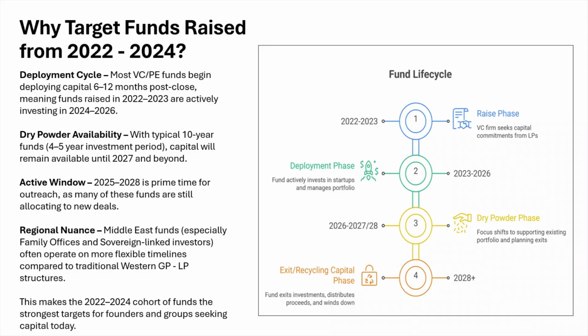Dry powder availability. With typical 10-year funds and a 4 to 5 year investment period, capital will remain available until 2027 and beyond for most of the funds in my database. Active window, again, 2025 to 2028, prime time for outreach, as most of these funds are still allocating to new deals. Regional nuance could affect it. For example, Middle East funds, especially family offices and sovereign-linked investors, often operate on more flexible timelines compared to the traditional Western GP/LP structures. So this makes the 2022 cohort of funds the strongest targets for founders and groups seeking capital today.